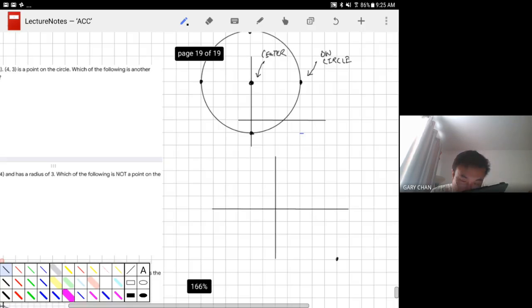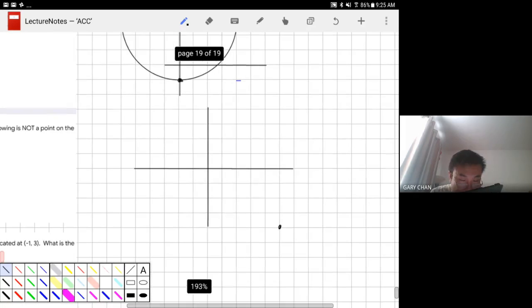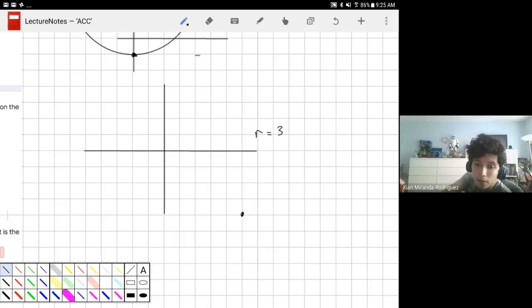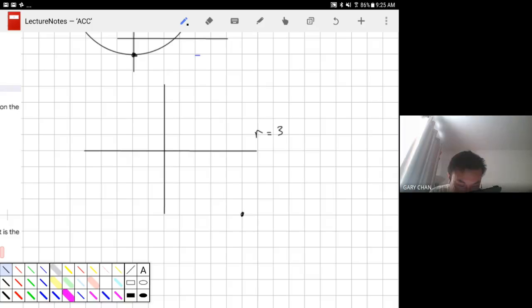And has a radius of 3. All right, Kian, can you tell us what to do here if the center is located at 5, -4 and the radius is equal to 3? Can you tell us the other points that surround that center? Okay, so this right here is the center.